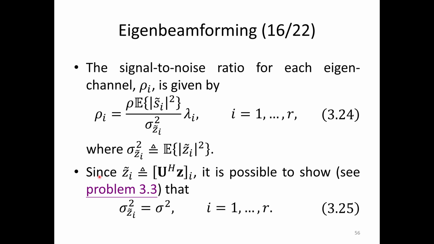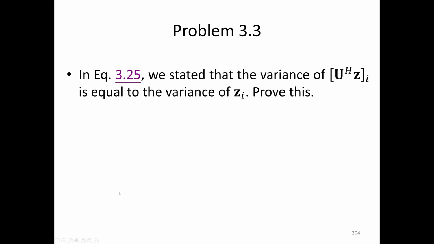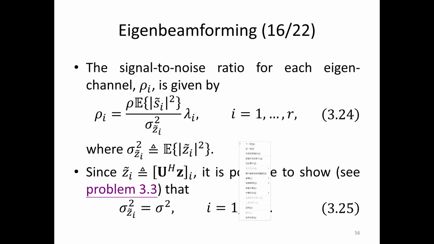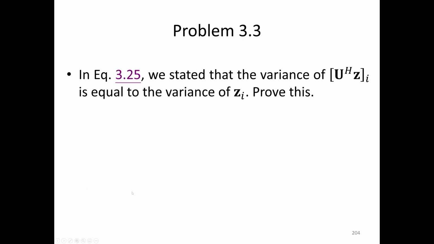Excuse me. Since Z tilde i is defined as the ith element of U Hermitian times Z, it is possible to show, please see problem 3.3. In problem 3.3, in equation 3.25, let us go to equation 3.25: sigma Z tilde i squared is equal to sigma squared, where i is equal to 1 to R. Let us go to problem 3.3 again.